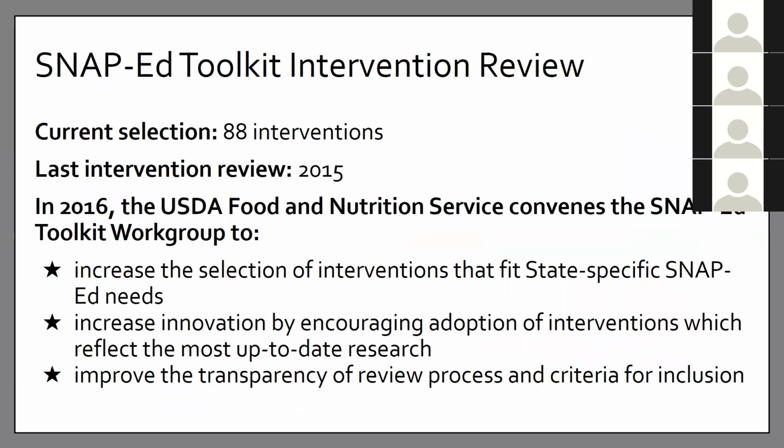So that brings us to the SNAP-Ed intervention review, which determines which SNAP-Ed interventions will be included on the Toolkit website. In 2018, there were 88 interventions that were carefully reviewed and included on the Toolkit website. 2 years earlier, the USDA convened the SNAP-Ed Toolkit Workgroup, who was charged with increasing the selection of interventions that fit state-specific SNAP-Ed needs, increasing innovation by encouraging adoption of interventions which reflect the most up-to-date research, and improving the transparency of the review process and criteria for inclusion.